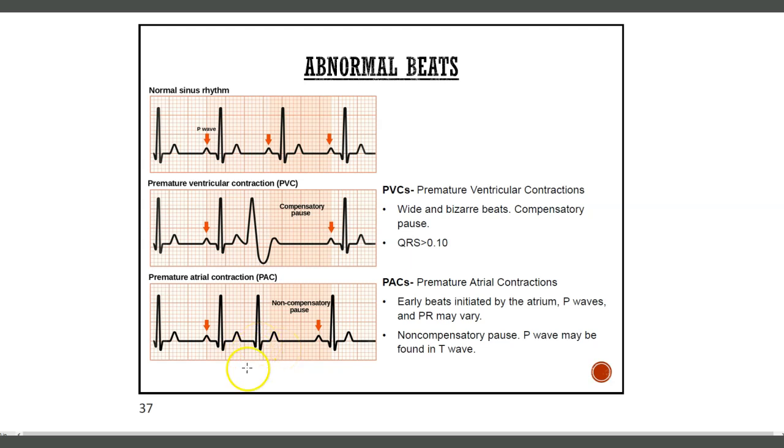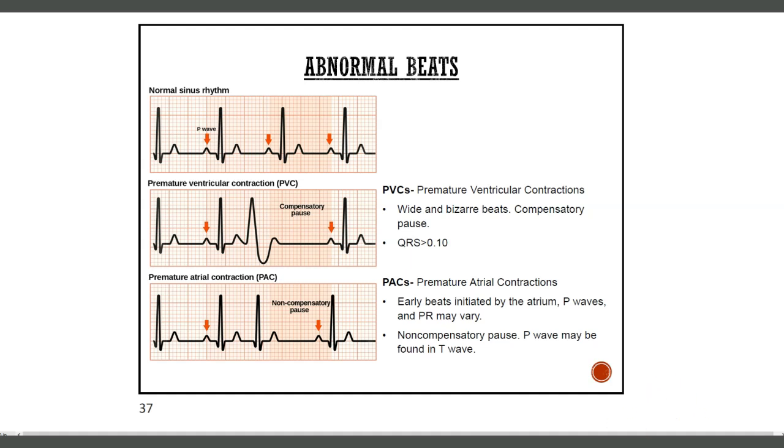So when it comes to compensatory and non-compensatory pause, basically if the P to P interval surrounding an ectopic beat is equal to two normal P to P intervals, we call that compensatory. Because again, it's compensating, so it's making sure that it's going to happen basically at the same time as if the PVC didn't happen. Now, the non-compensatory pause happens when the P to P interval surrounding an ectopic beat is less than two normal P to P intervals.